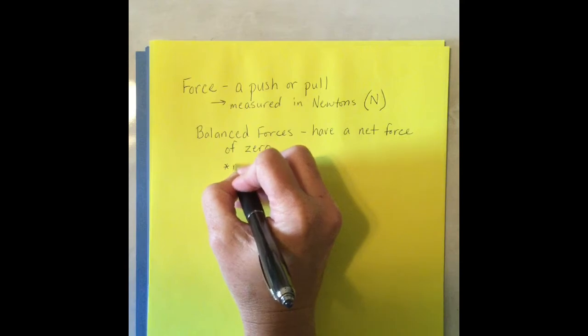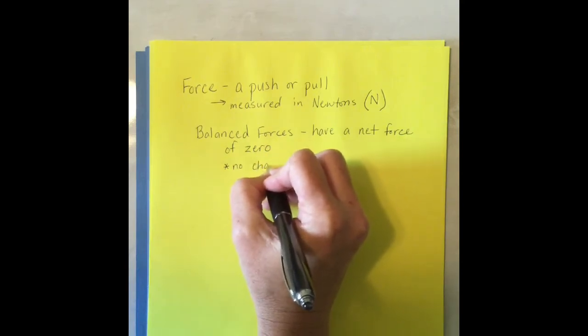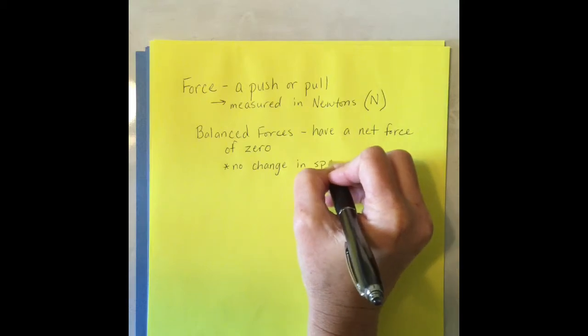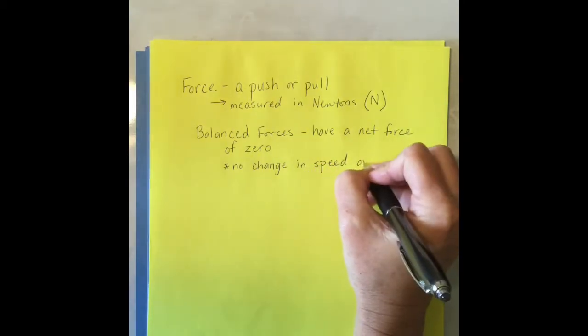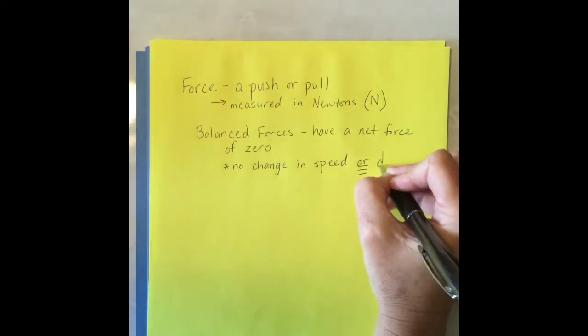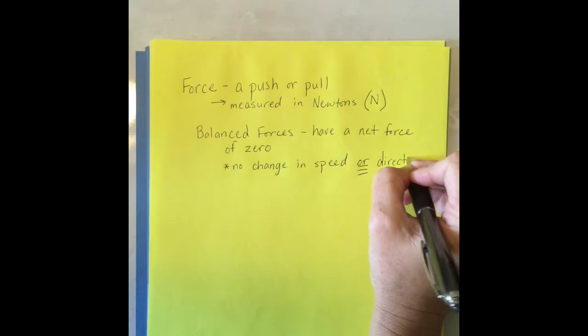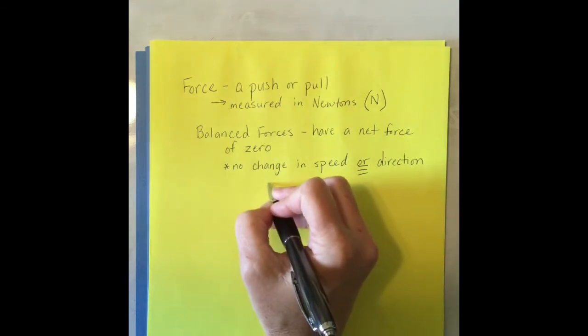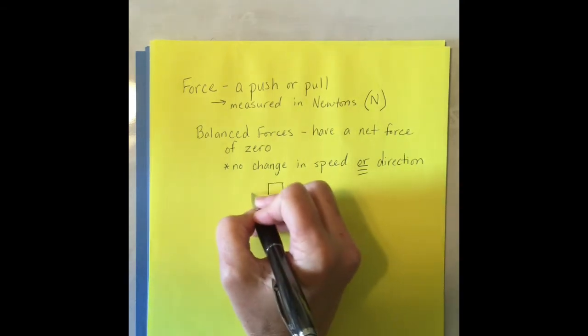Okay, when we have a balanced force, that means that no change in motion occurs. So that is no change in speed or direction. That does not mean that the object is at rest. It can mean it's at rest, but it also means that it could be at a constant speed.